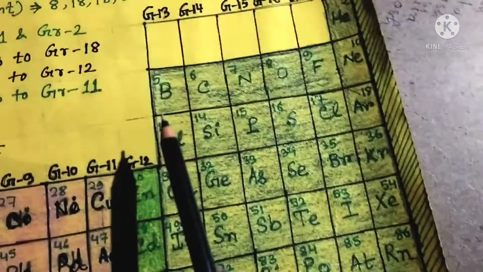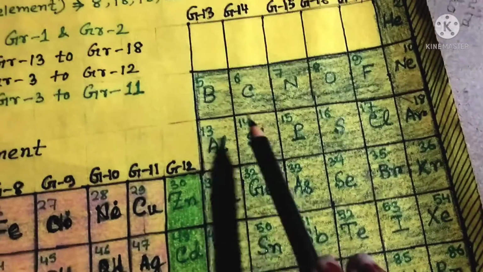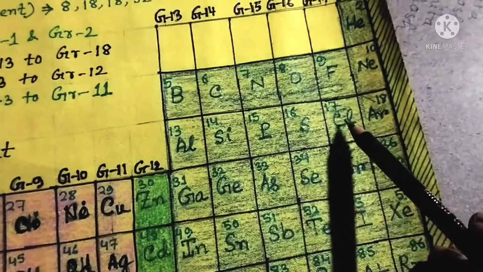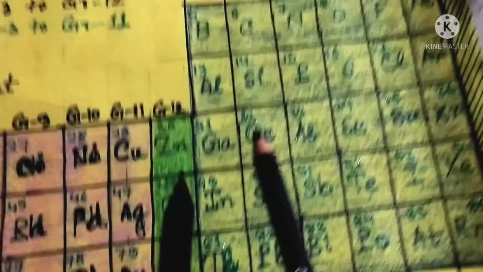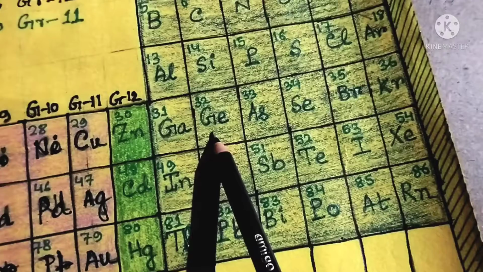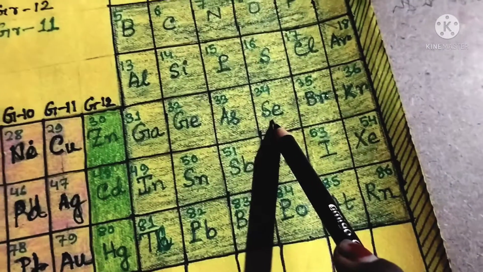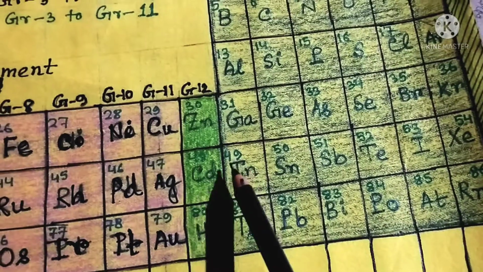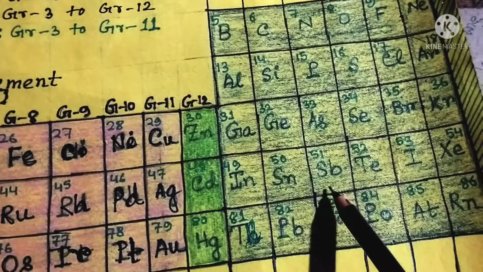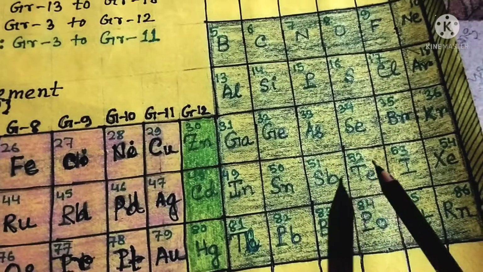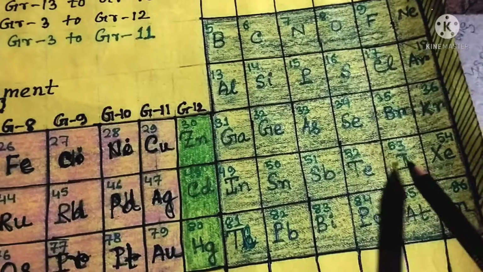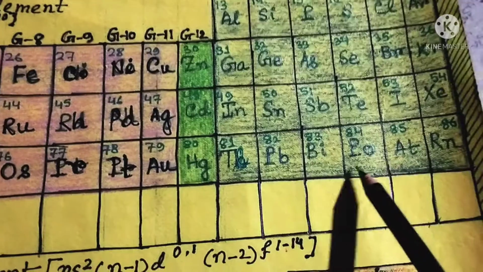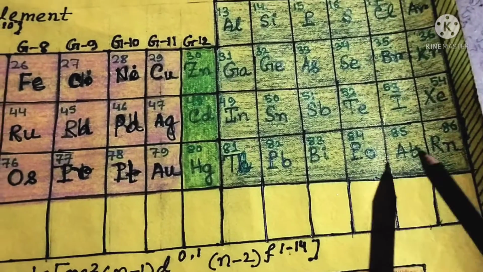So we get this. For aluminium it is 13, for silicon it is 14, for phosphorus it is 15, sulfur 16, chlorine 17. Similarly, gallium 31, germanium 32, arsenic 33, selenium 34, bromine 35. Similarly, indium 49, tin 50, antimony 51, tellurium 52, iodine 53, lead 82, bismuth 83, polonium 84, and astatine 85.